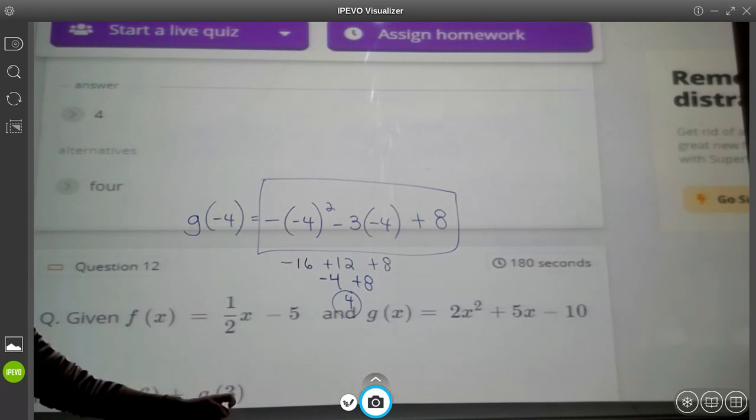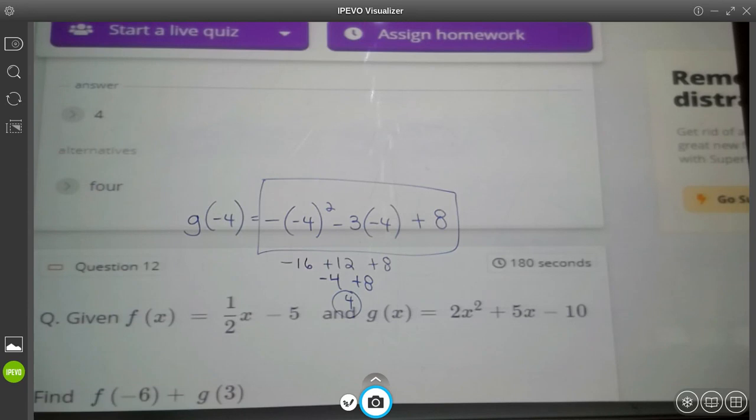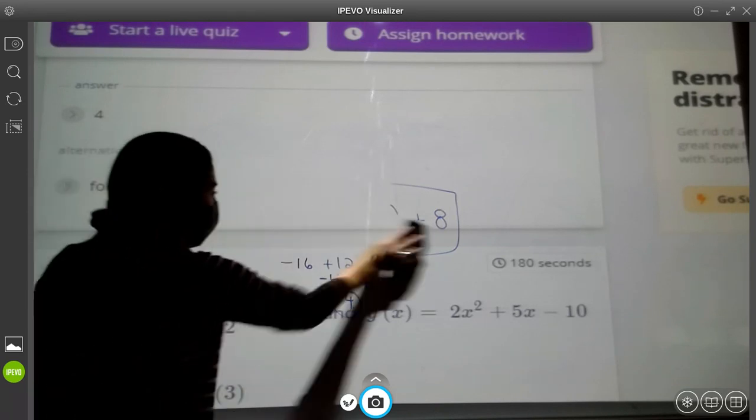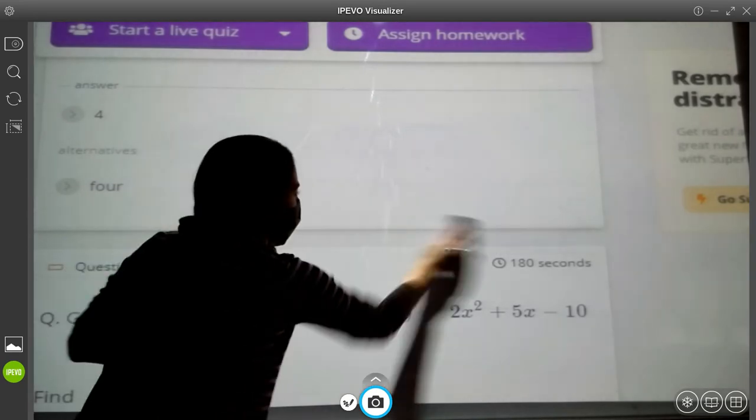First, we got to find f of -6. Then, we got to find g of 3. We need these to become numbers.